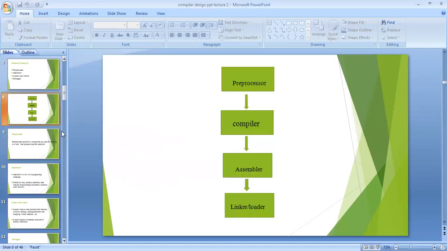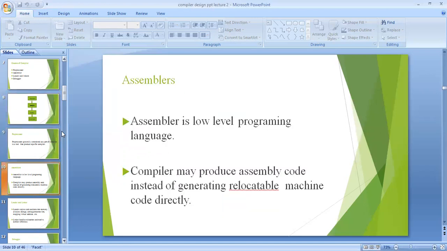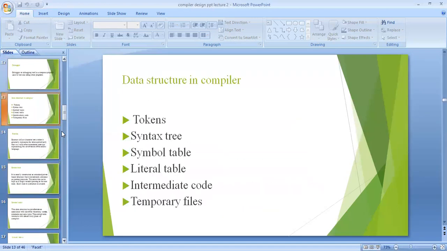So this is a block diagram. Firstly, the preprocessor takes input. Then after this, it works in phases. Now we will talk about data structure and compiler.